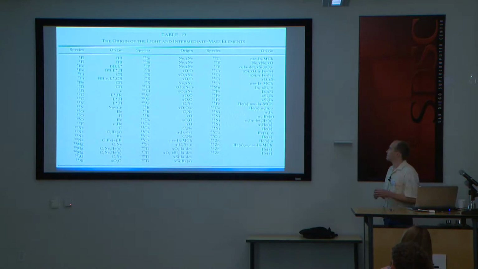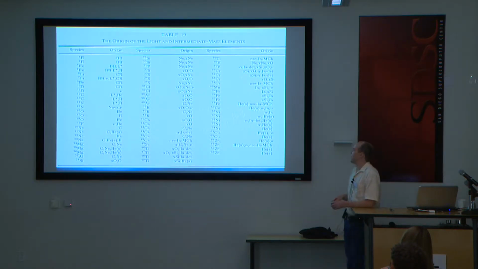So here's the mother of all cheat sheets. If you ever want to know which nuclide comes from which nucleosynthetic source, look at table 19 of Woosley and Weaver, 1995. It's amazing. So let's say I want to know where potassium-40 comes from. Well, it comes from carbon burning and neon burning. But potassium-41 only comes from explosive oxygen burning. So you can just look up which nuclide you're interested in and figure out where it comes from.